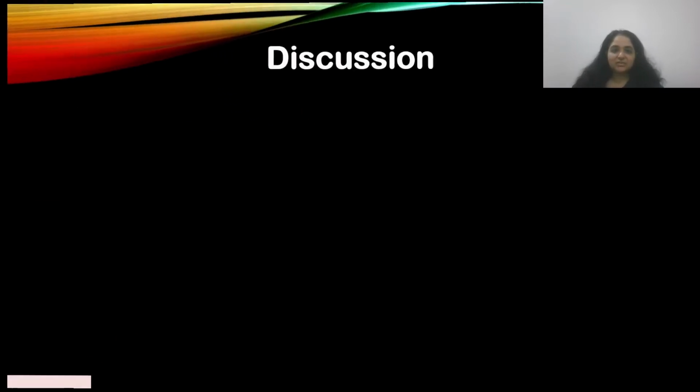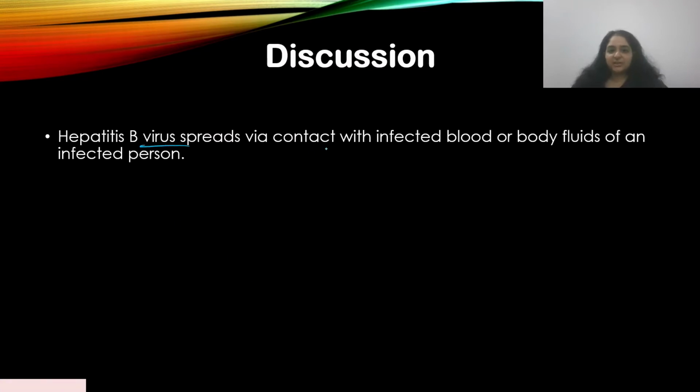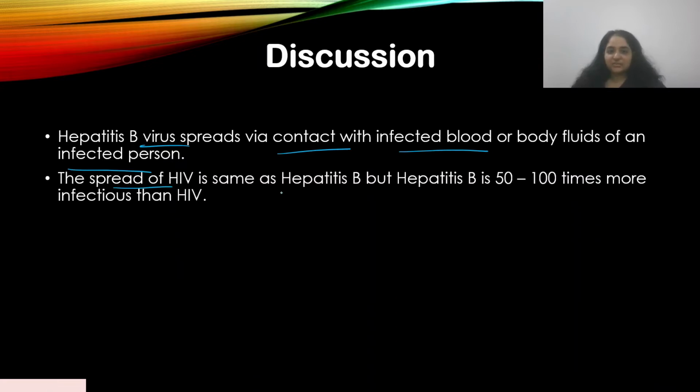All right, so learn it as a fact. Okay, so for the discussion, hepatitis B virus spreads via contact with infected blood or body fluids of an infected person. Okay, and the spread of HIV is also the same as hepatitis B, but hepatitis B is 50 to 100 times more infectious than HIV. So it has the ability to easily infect a person as compared to HIV. All right, so that is why hepatitis B is more infectious than HIV. All right, so like I said, learn it as a fact. So don't spend too much time on understanding it. Okay, and we'll move on then.